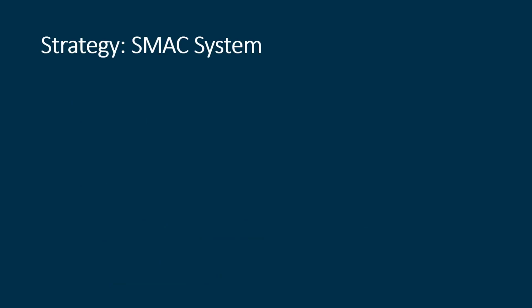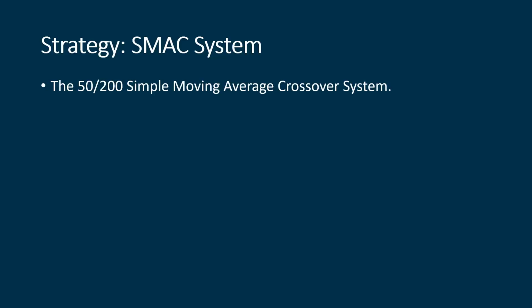Here is the system, and I just call it SMAC. It's an acronym for a simple moving average crossover. We use a 50-period moving average and a 200-day moving average, and when they cross over, that's when we do something. As long as they don't cross over, we don't do anything. Here are the rules for this particular strategy.